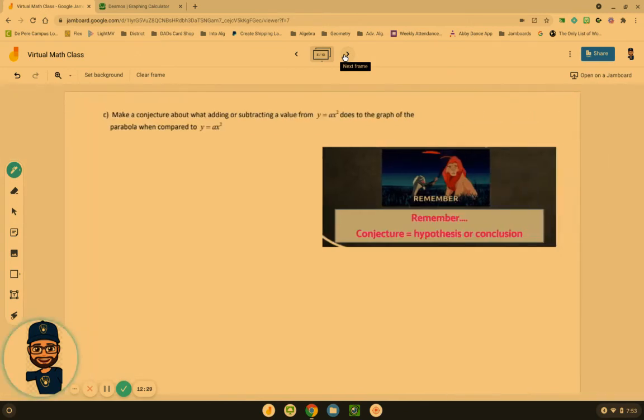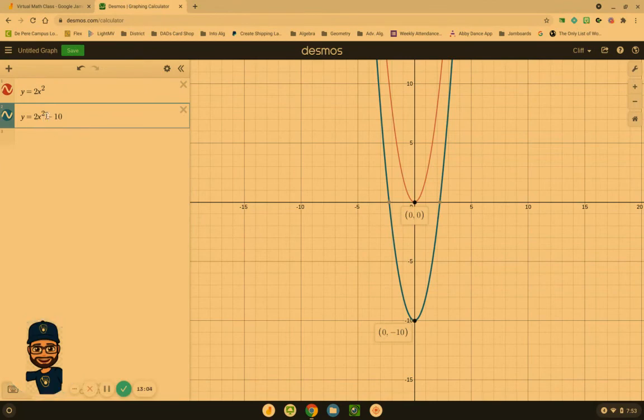So what I want you to be able to do, though, is make a conjecture or a hypothesis or a conclusion. Pause the video for a second and tell me, what do you think happens when we add or subtract a value from y equals ax squared? What do you think happens if I have ax squared plus c? Or what do you think happens if I have y equals ax squared minus c? What happens? Well, hopefully you can see from those two graphs that if I subtracted 10, the vertex moved down 10 units. The vertex moved, the y-intercept moved.